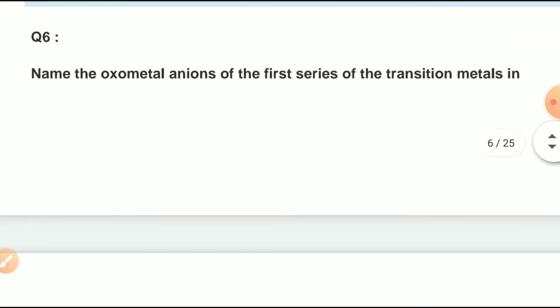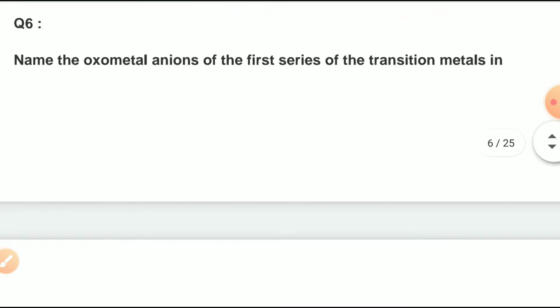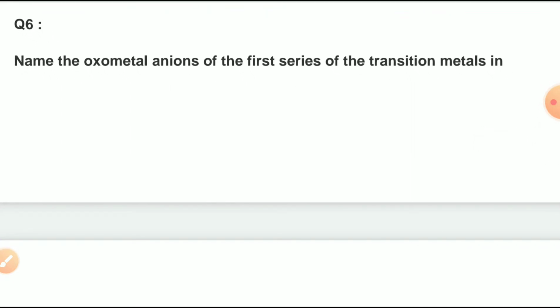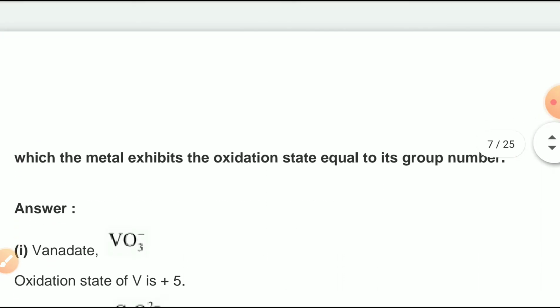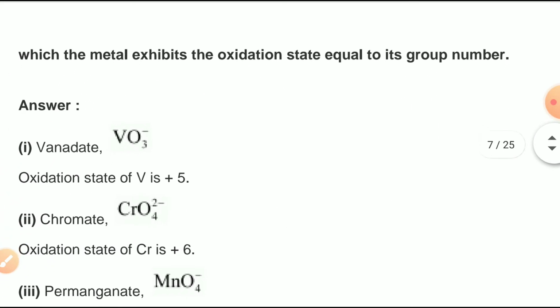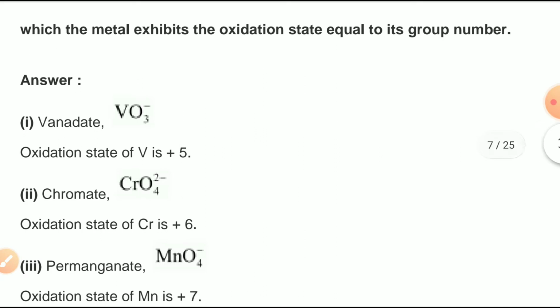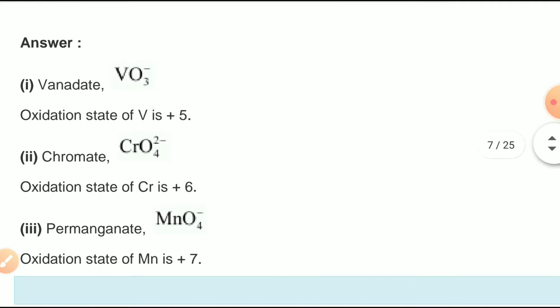Name the oxometal anion of the first series of the transition metals in which the metal exhibits the oxidation state equal to its group number. Vanadate, VO3 minus ion. Oxidation state of vanadium is plus 5. Chromate, CrO4 2 minus. Oxidation state of chromium is plus 6. Permanganate, MnO4 minus. Oxidation state of manganese is plus 7.